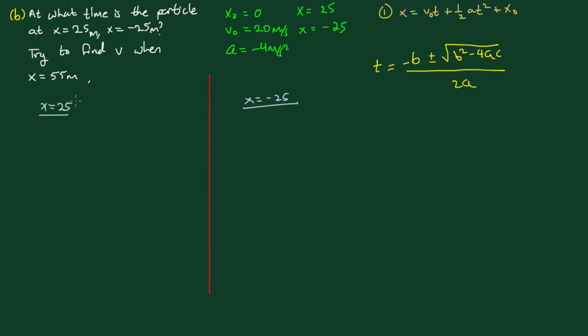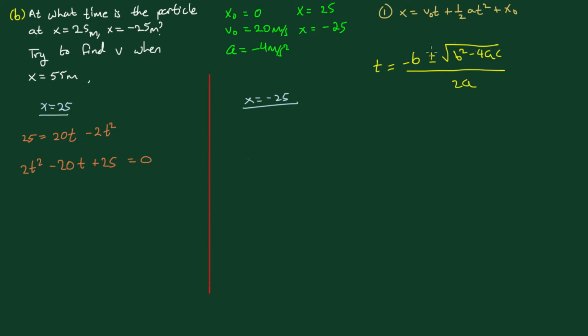So I've divided the screen up so we can solve for the case with x equals 25 on the left side and x equals negative 25 on the right side. We begin by plugging in 25 into x. So we have 25 is equal to v0t. Now v0 is equal to 20, so we'll have 20t, and then plus half at squared. a is minus 4, so we're going to have minus 2t squared. x0 is just 0, so we neglect that. If we rearrange this, we get 2t squared minus 20t plus 25 equals 0.